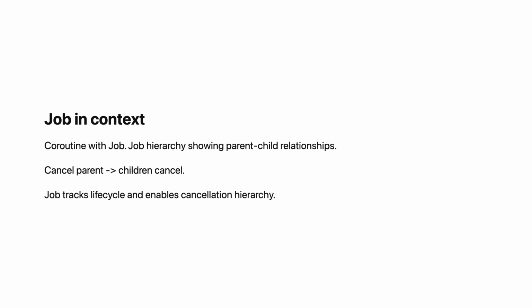Job is a context element that represents the coroutine's lifecycle. Every coroutine has a job. The job tracks whether the coroutine is active, completed, or cancelled. Jobs form a hierarchy. A parent job has child jobs. When you cancel the parent, all children cancel. You can access the job from context: coroutineContext[Job]. Job enables structured concurrency. Parent-child relationships are tracked through jobs in the context.